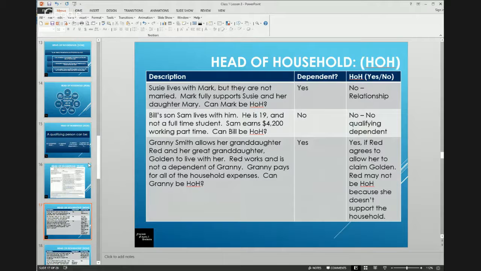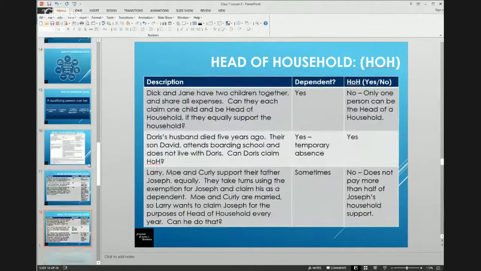Red may not be the head of household because she does not provide more than half of the support. So Red cannot use the head of household filing status. Granny would have the option to.